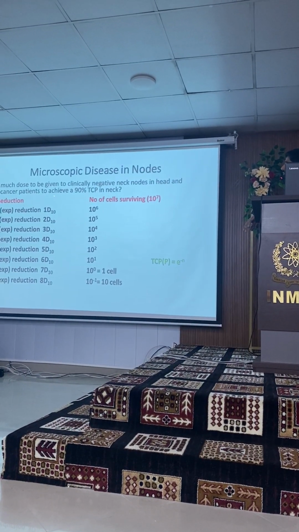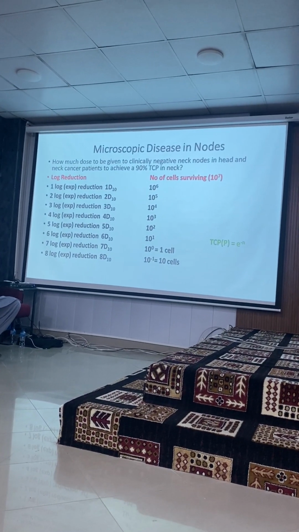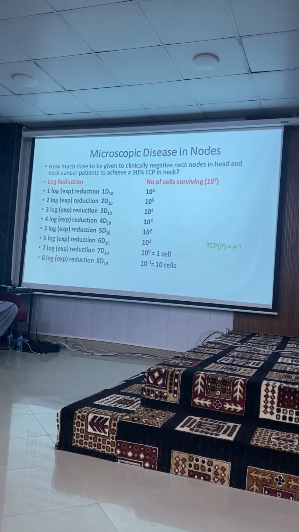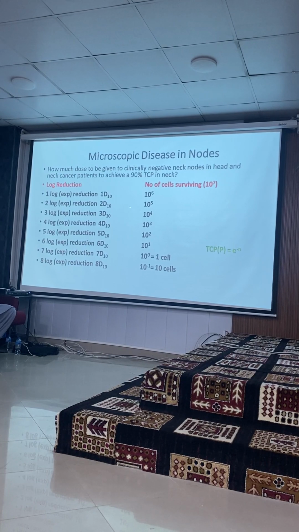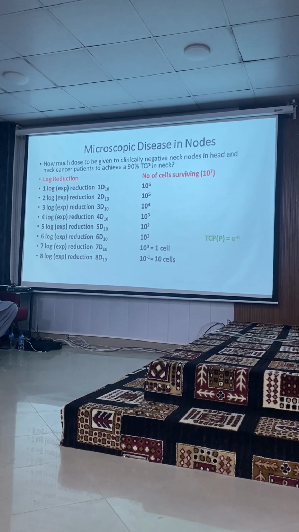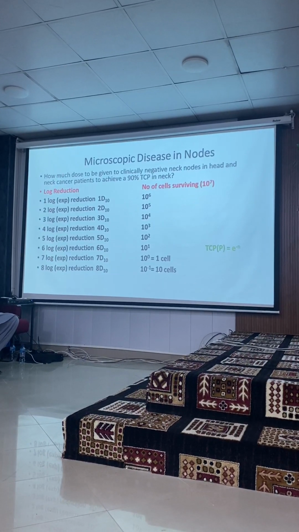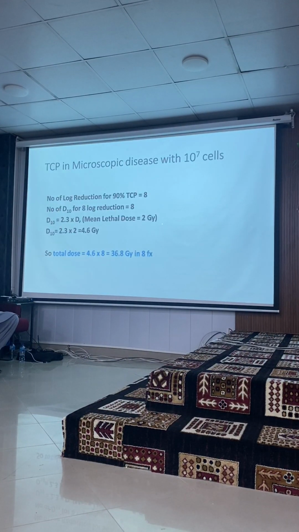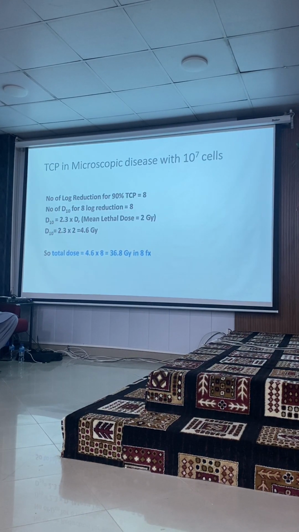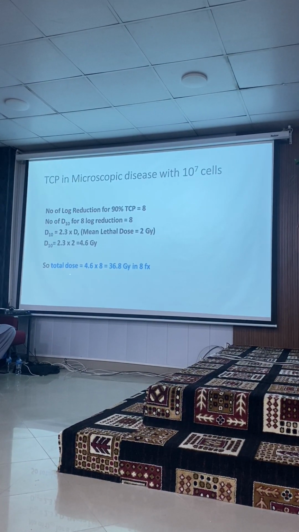Well, if the patient has microscopic disease, again we want to achieve 90% tumor control probability. For 90% tumor control probability, the patient has 10 power minus 1 cells, 0.1 cells. Again, we said that for microscopic disease, there will be from a million to a billion cells. So we'll start off with hypothetically 10 power 7 cells. Again, we need 8 logarithmic cell kills. And this is the formula. Putting in the values, 2.3 into D10, 4.6 gray for 1 logarithmic cell kill. For 8 logarithmic cell kills, it's 36.8 gray in 8 fractions of 4.6 gray per fraction.